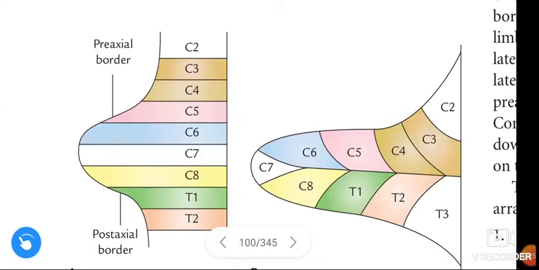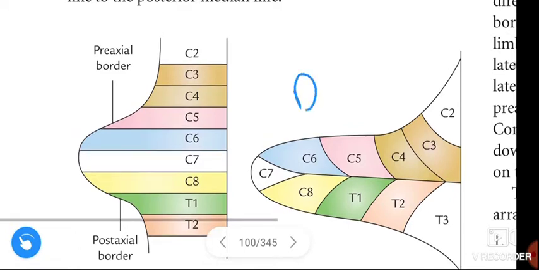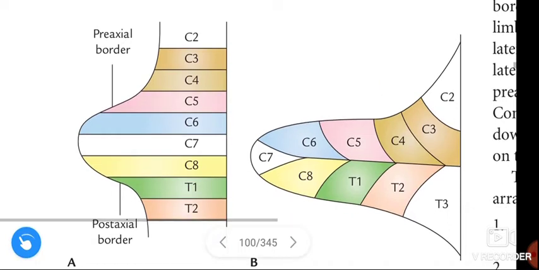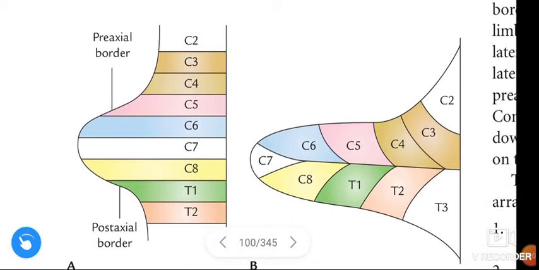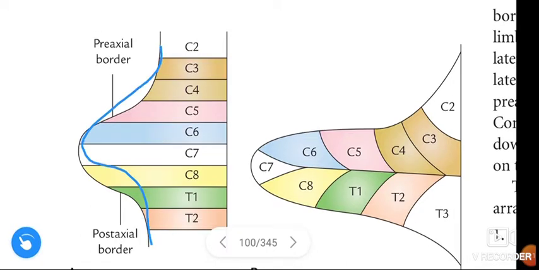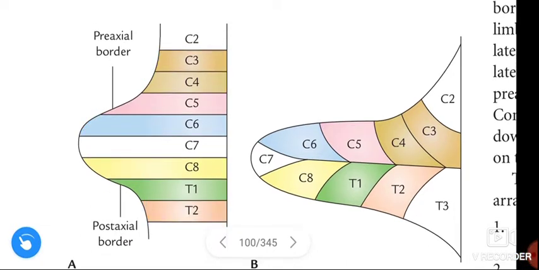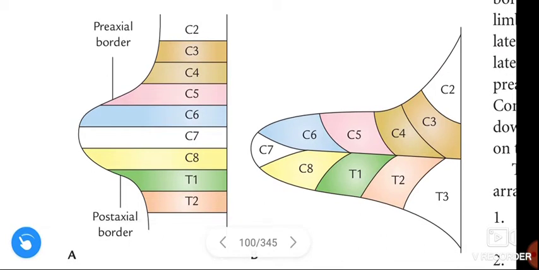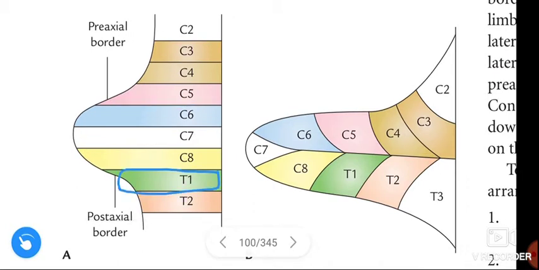See this figure, guys. This is the arrangement of the dermatomes of the developing upper limb. This is the simple dermatomal pattern which begins with the C5 strip. This C5 acts as the preaxial strip, and the postaxial strip is T1. Guys, the preaxial strip is C5 and the postaxial strip is T1.